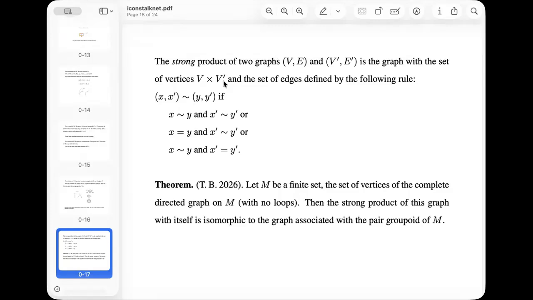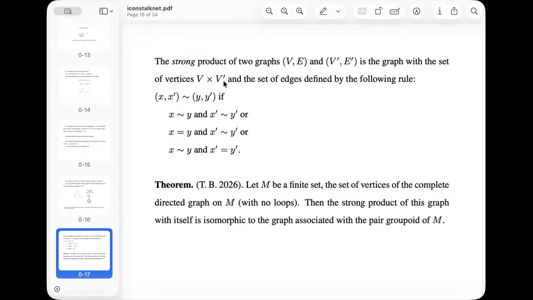by the edge is as follows. There is an edge between x and y, and there is an edge between x prime and y prime, or x equals y, and there is an edge between x prime and y prime, or there is an edge between x and y, and x prime equals y prime.